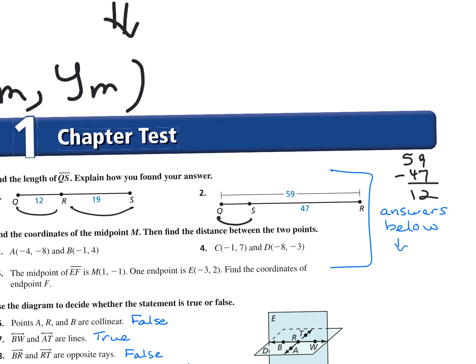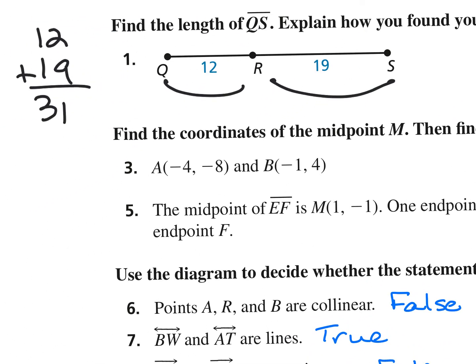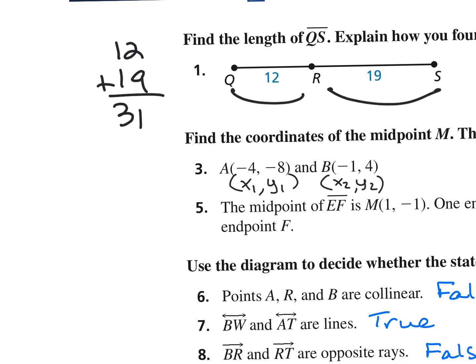So I'll just do number 3, even though you already have it all worked out, I'll walk you through it. So for example, for number 3, if I give you a question and ask you to calculate the midpoint, I'm going to go ahead and label my ordered pairs. I'm going to say A is going to be my first ordered pair, my x1, y1. B will be my x2, y2. And then I can plug it into the formula.